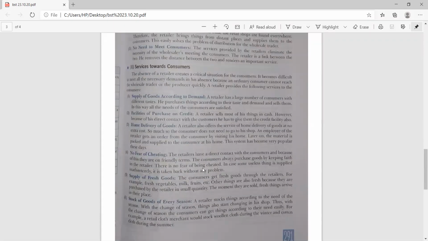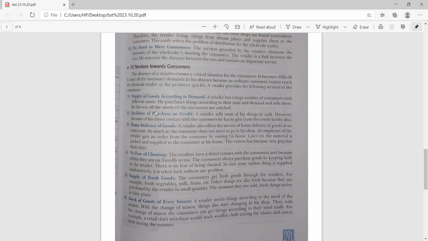Now let's see what the services towards the consumer are. No doubt, the retailer is a link between the wholesaler and the consumer, so he also provides benefits or services to the consumer. Supply of goods according to their demand. Yes, as a retailer has a large number of consumers with different tastes, he purchases according to their taste and demand and sells them. In this way, all the needs of the consumers are satisfied.